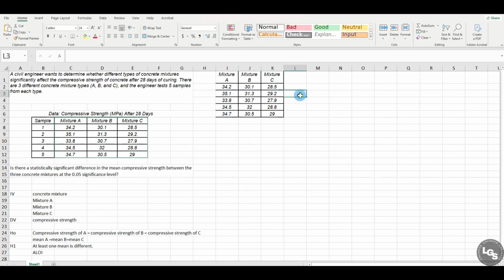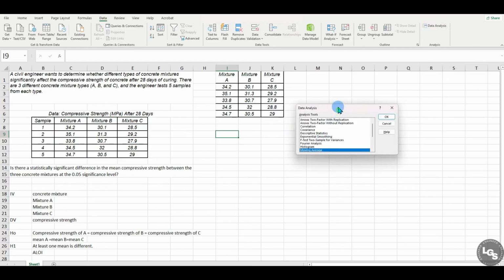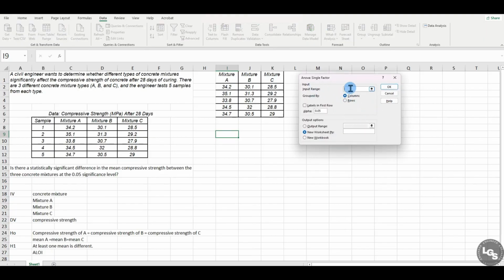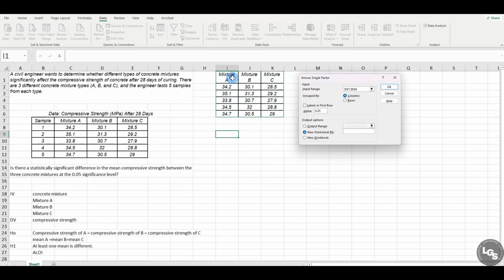So next, we do the one-way ANOVA test. So we go to Data, click on the Data Analysis. So here at the start, we can see ANOVA single factor, ANOVA 2 factor with replication, ANOVA 2 factor without replication. So this test is a one-way ANOVA or the ANOVA single factor. So we will click on the ANOVA single factor. Then okay. So for the input range, we need to highlight all of this. So all the data with the labels.